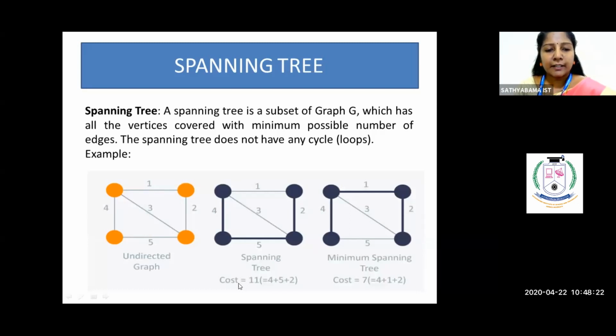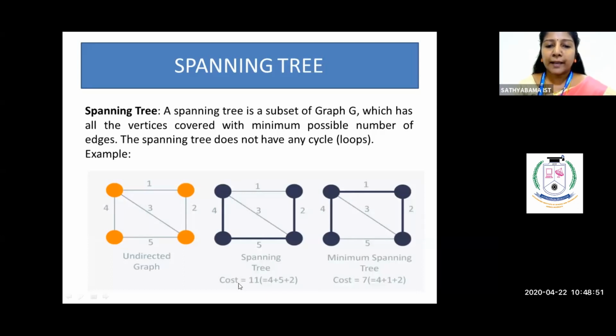So look at the undirected graph. Totally 4 vertices are given here. All the 4 vertices are connected with 5 edges. The edge weights are 1, 2, 3, 4 and 5. So for this undirected graph, we are going to find the spanning trees. A graph can have more number of spanning trees. Among that, I have mentioned only 2 spanning trees here.